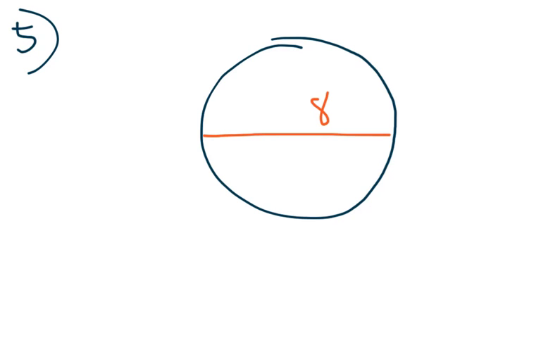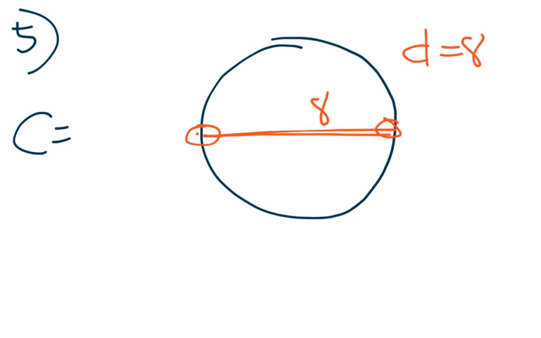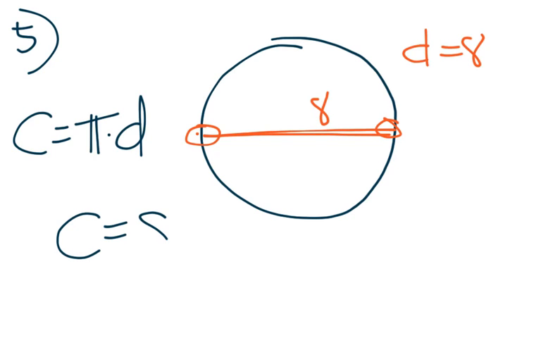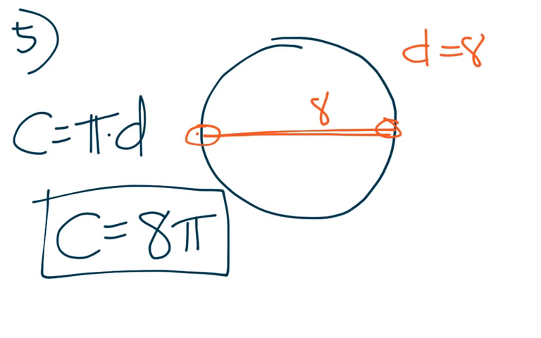So for number 5, once again, we have a diameter, a line going straight across the circle from one edge to the other. So that means D equals 8. And circumference equals pi times D, or diameter, which means that circumference equals 8 pi. And this is our answer for number 5.